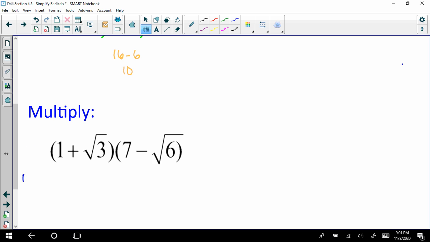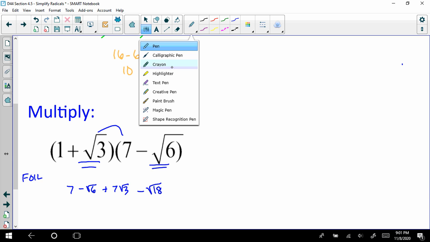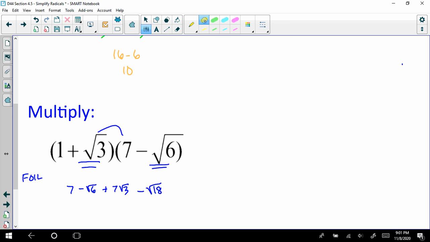So I'm still going to work on FOILing. 1 times 7 is 7. Positive 1 times negative radical 6 would be negative radical 6. On the inside, positive times positive, so that's plus 7 radical 3. And then we have our last terms, positive times negative, so that's a minus. Square root of 3 times square root of 6 is square root of 18. I do and should take time to simplify. So right there, we're going to simplify.